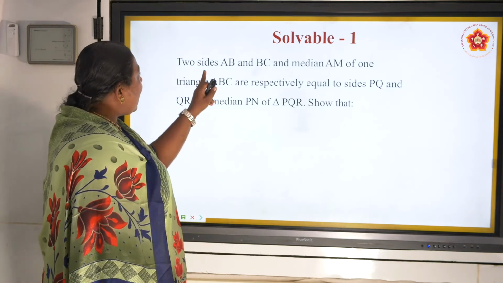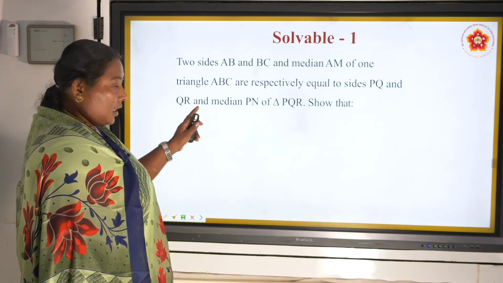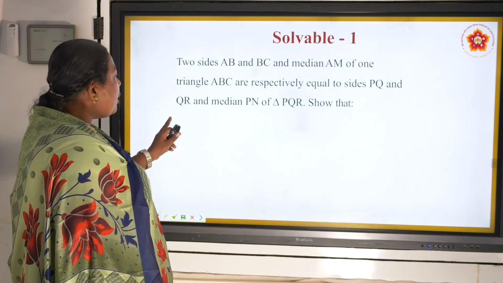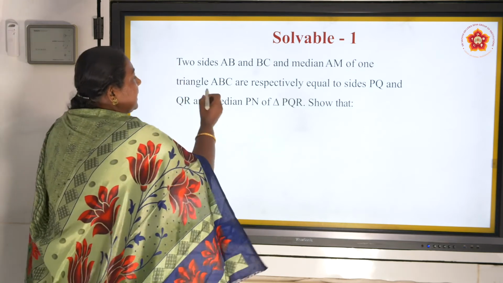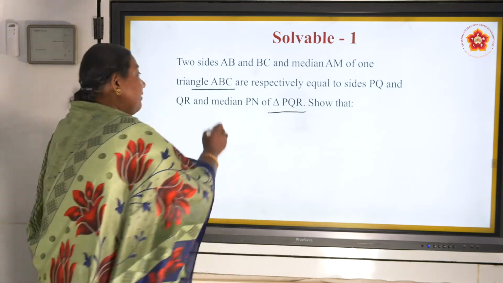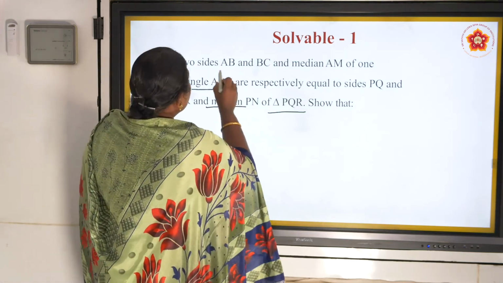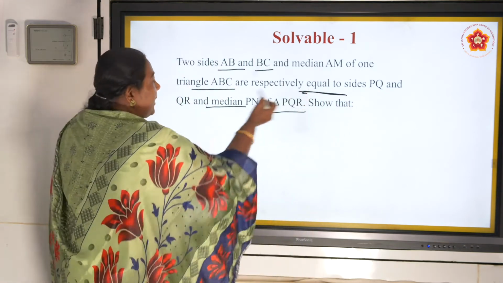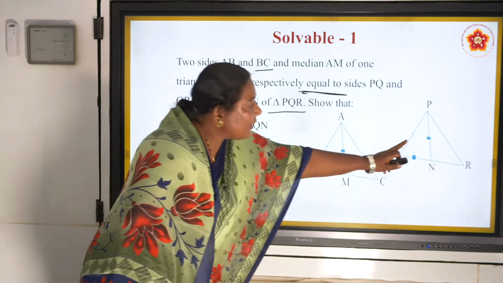Let us see. Two sides AB and BC and a median AM of one triangle ABC are respectively equal to sides PQ and QR and median PN of a triangle PQR. That means here I can easily see that I have two triangles and I have a median, right? And one more thing they have said that two sides AB and BC are equal to sides and the median of the other triangle. That means two triangles are there.